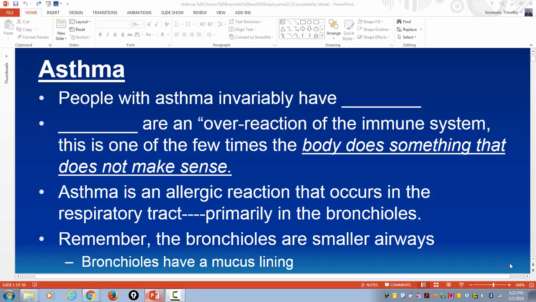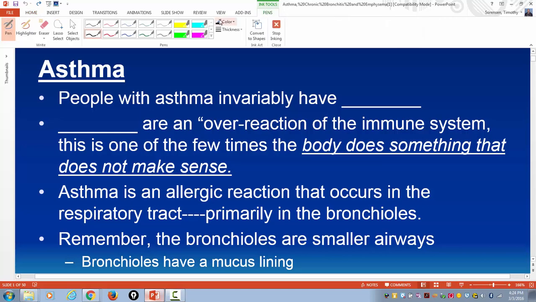Today I'm going to go over the pathophysiology of asthma, and then I'm going to go over some of the signs and symptoms, how you diagnose it, and then finally how you treat it. Alright, so a couple of things you got to be aware of.